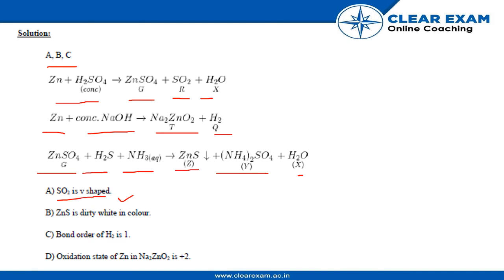ZnS, zinc sulfide, is dirty white in color, correct. Bond order of H2 is 1. This is also correct. And oxidation state of Zn in Na2ZnO2 is +2. So this statement was wrong in the given question. So A, B and C are the correct statements. So this is the answer.